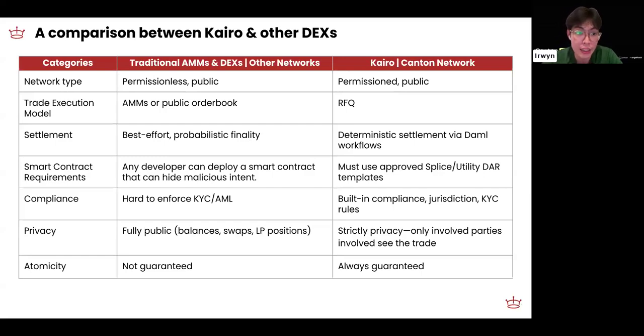Some of the requirements for Cairo is that it requires you to use specific templates, like the Splice utilities template, so that it can be integrated into anybody's network. But for AMMs, or traditional Solidity or Rust, you can use any smart contract or your own customized functions. That's more or less the difference. Next slide, please.